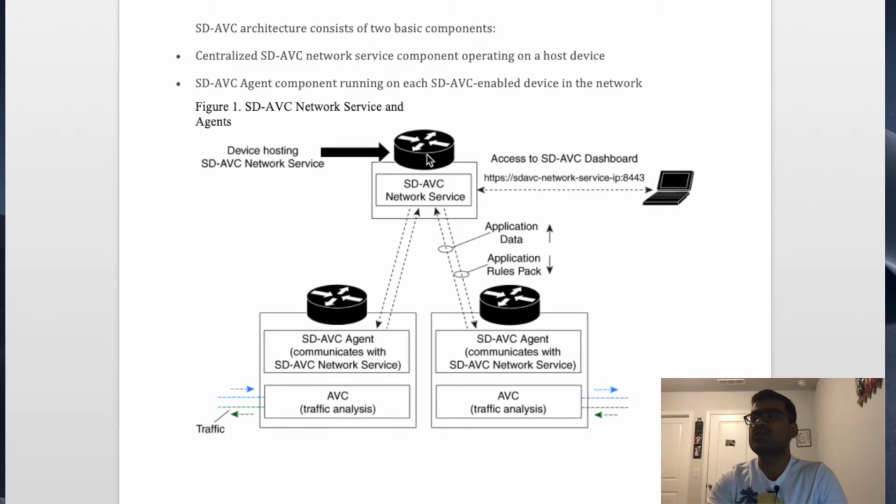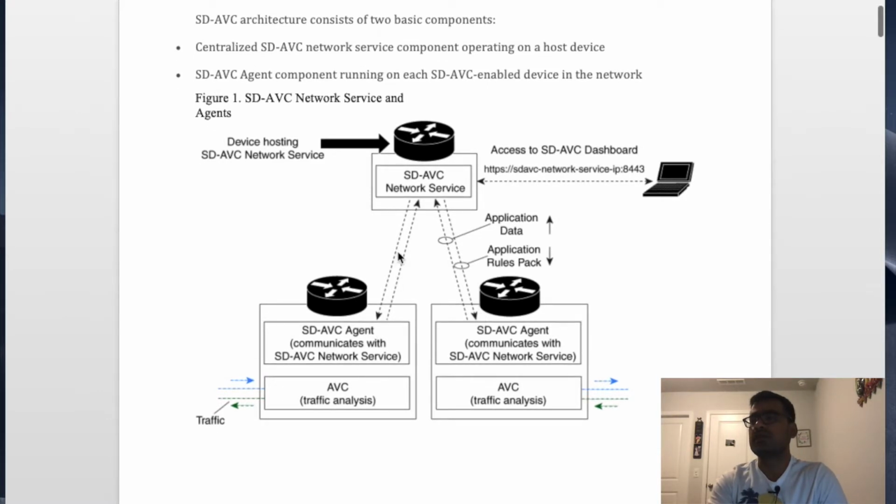Once you install that network service, you can access it as a dashboard using the service IP at port 8443. I'll show you in the following video what the dashboard looks like. And then there are SD-AVC agents, which are running on your network infrastructure devices, like any Cisco device.